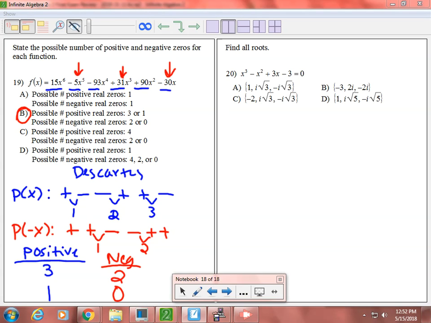Okay, so remember when you're doing P of negative x, that you're only changing the odd terms, and P of x is going to keep the signs as they are. Finding all the roots of this one.